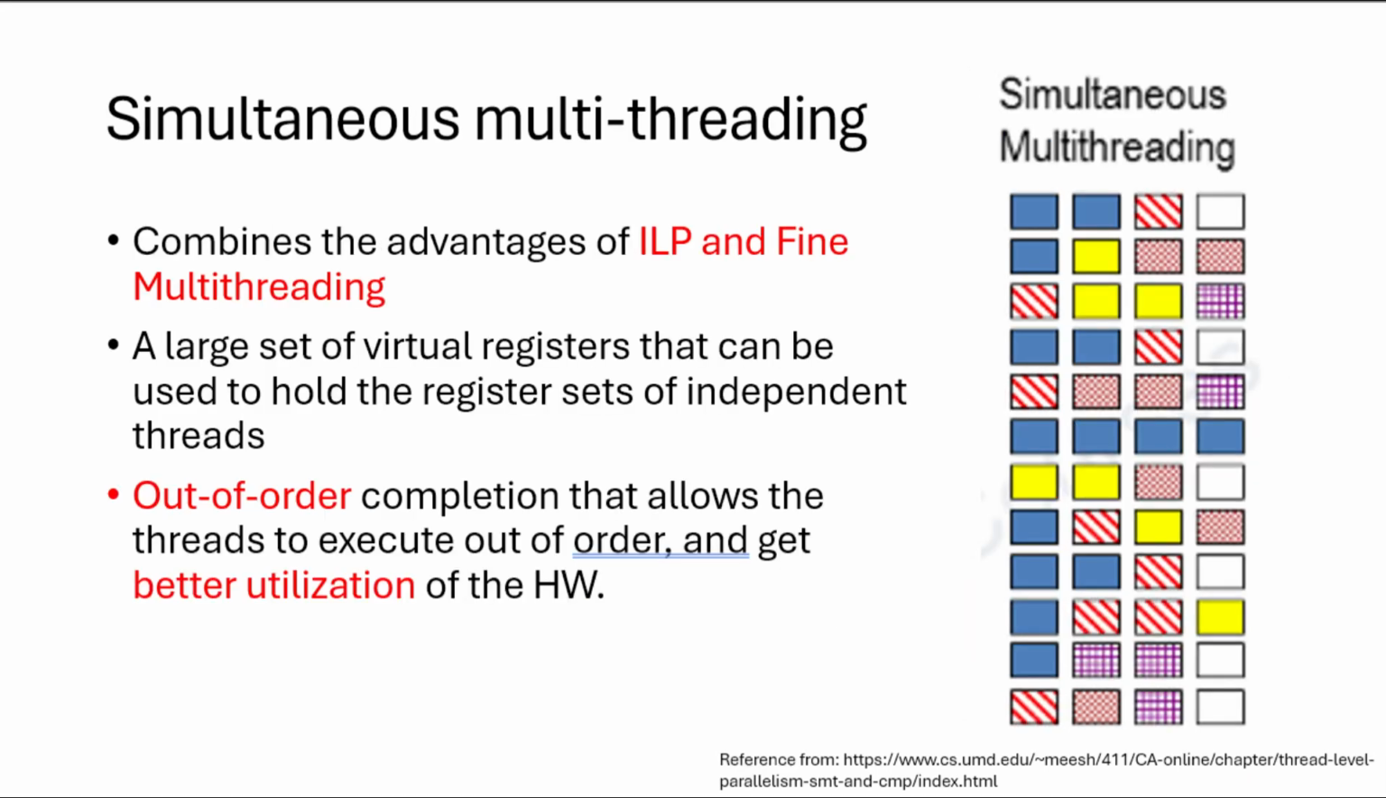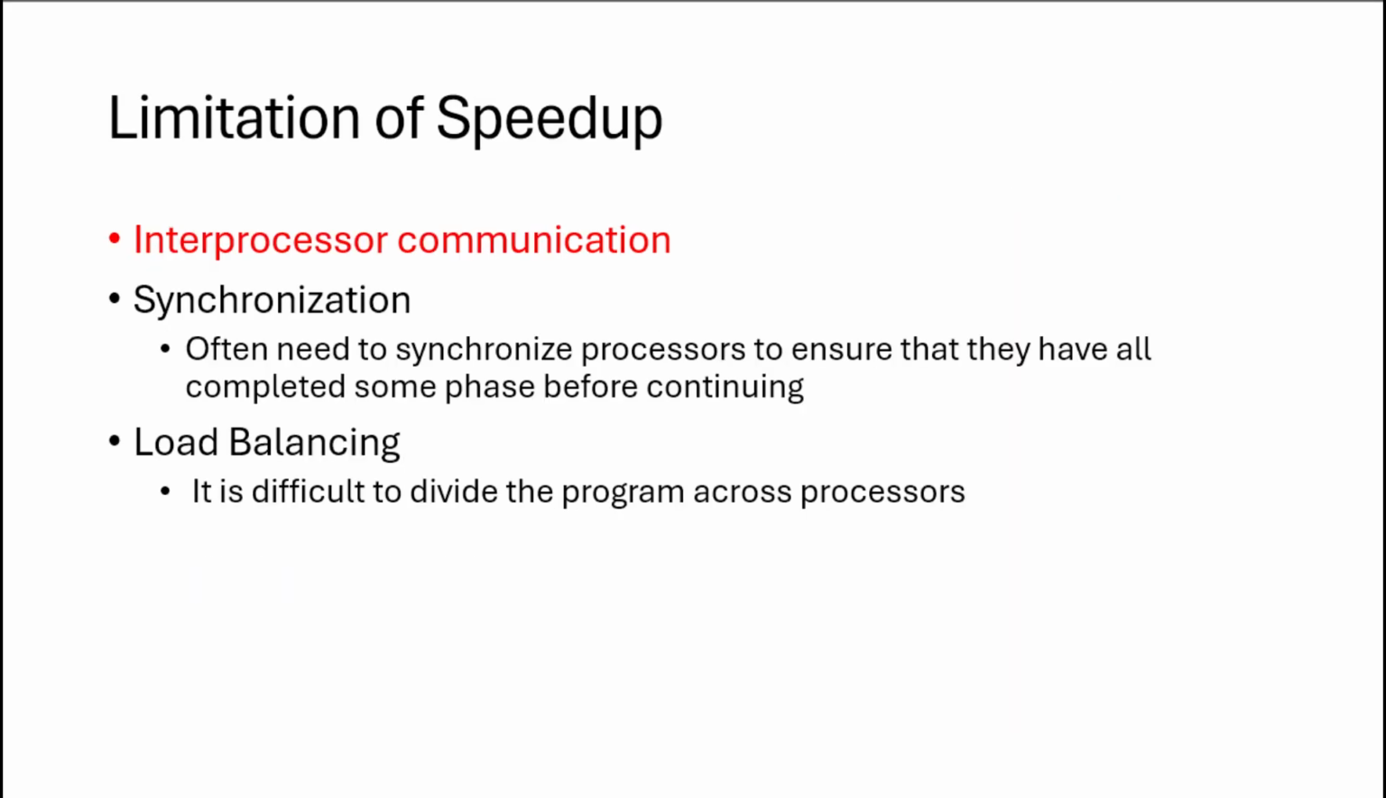So simultaneous multithreading combines the advantages of ILP and fine-grain multithreading. It allows the threads to execute out of order and get better utilization. And then is the limitation of the speedup. There are 3 main reasons to limit the speedup.